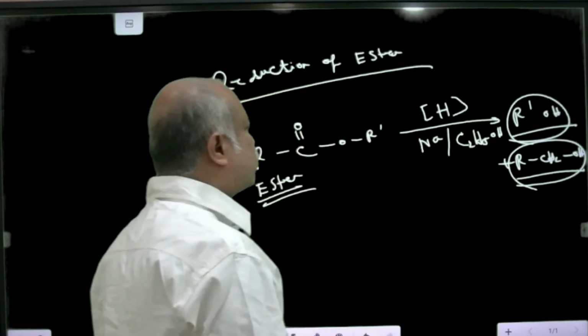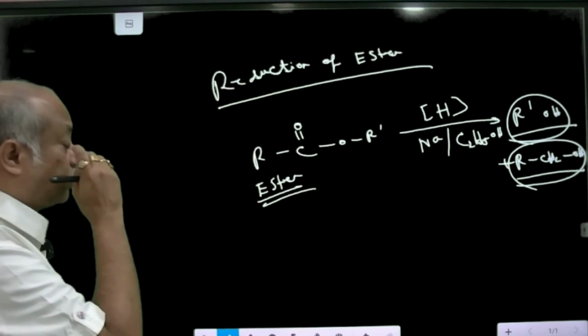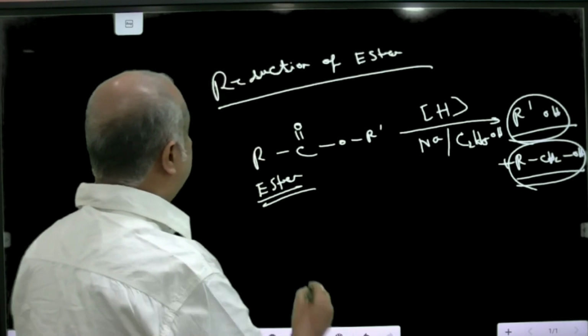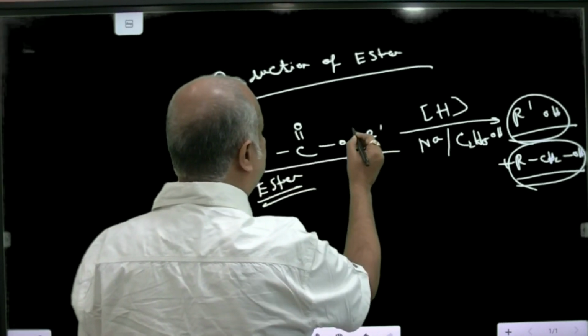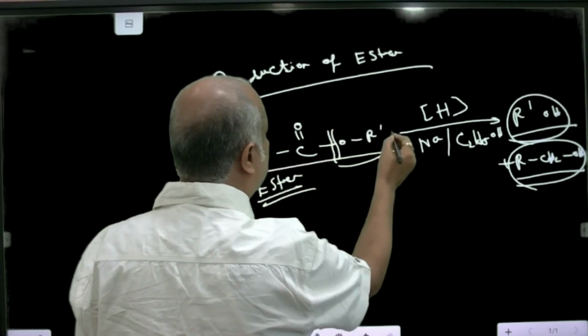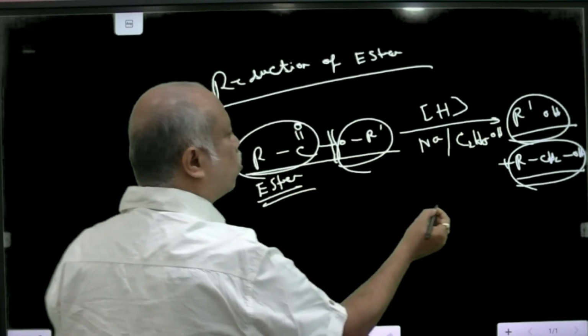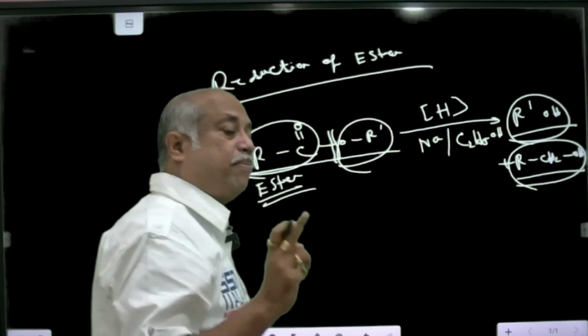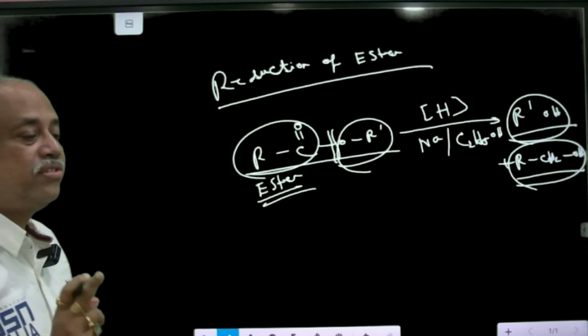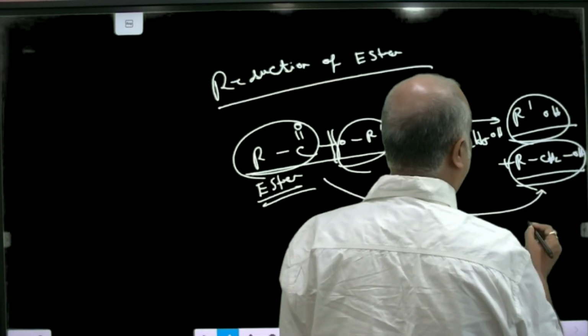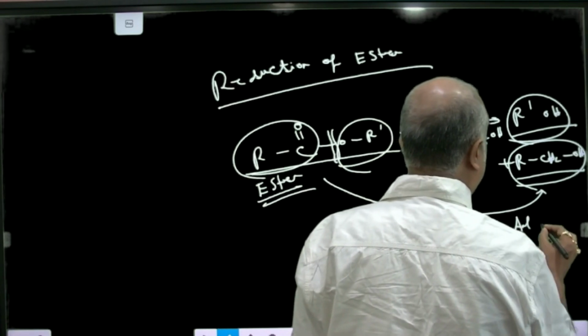That is a very important question for JEE Mains and West Bengal Joint also. This is the ester. This part will go to the R'OH alcohol, and this one also goes to the primary alcohol. Only primary alcohol can be produced in this reaction. That is ester to alcohol conversion.